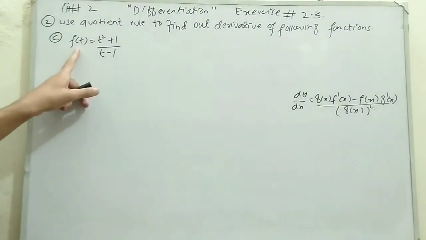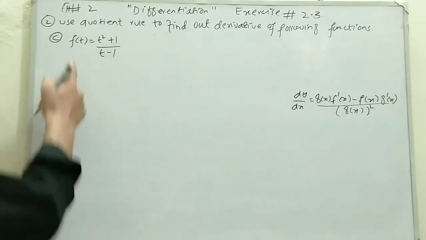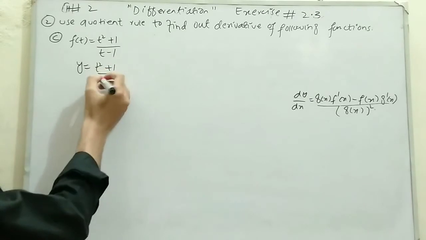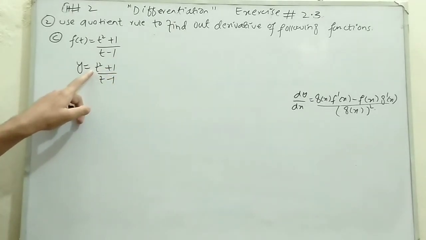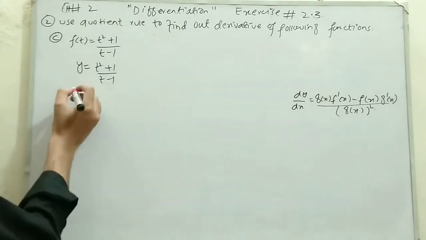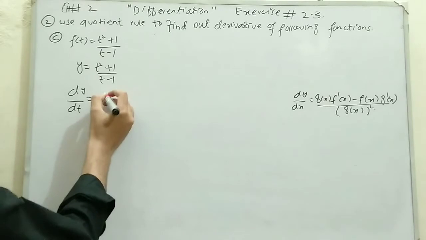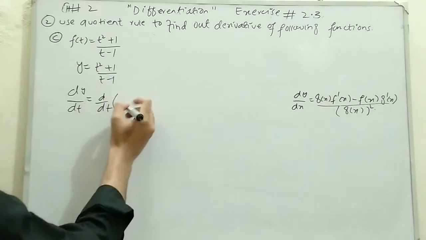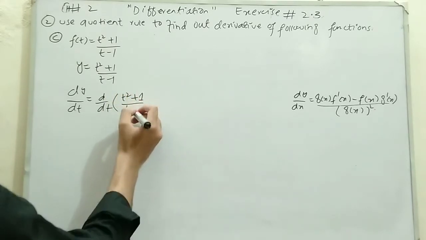A function is given, f of t is equal to t square plus 1 divided by t minus 1. Here let's suppose f of t is equal to y. So y is equal to t square plus 1 divided by t minus 1. Here the independent variable is t, so that's why we will differentiate both sides with respect to t. So it becomes dy by dt, which will be d by dt of t square plus 1 divided by t minus 1.